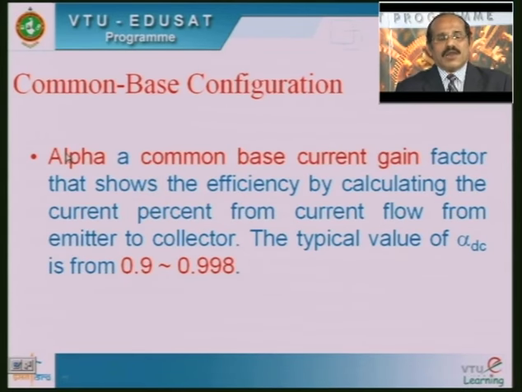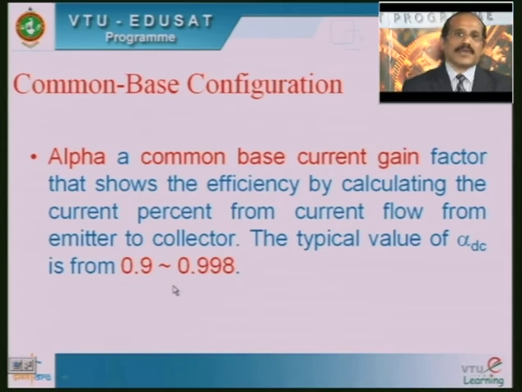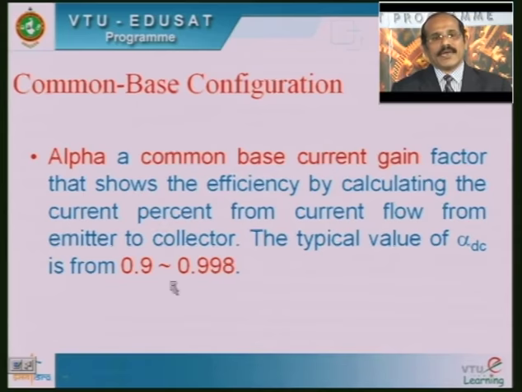So therefore alpha is the common base DC current gain, which is a measure of the current that flows from the input to the output, that is, emitter to the collector. Usually alpha DC ranges from 0.9 to 0.998.